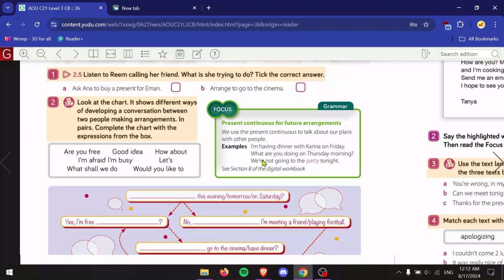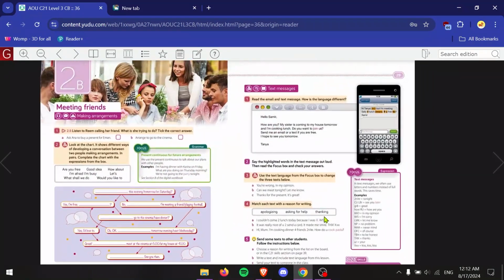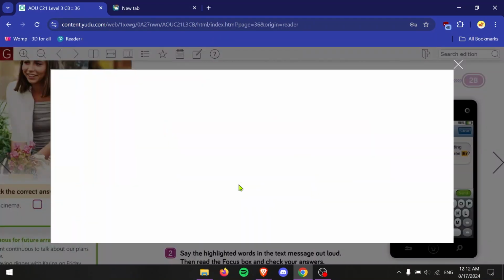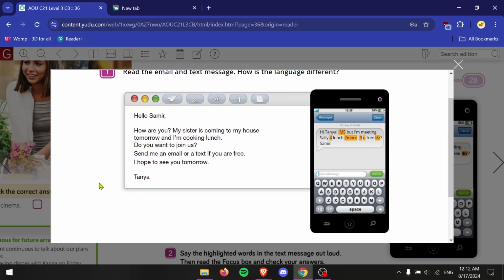Now let's move on to one here, text messages. This should be fun. Read the email and text messages. Okay, I'd like you to pause the video right now and read both the text and email and think about how different both messages are, and then come back and we'll discuss it.